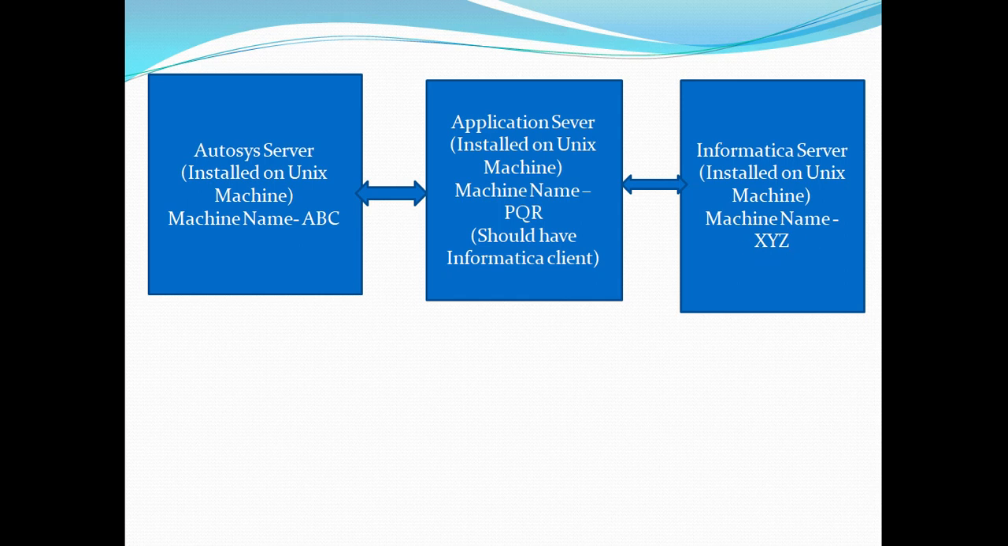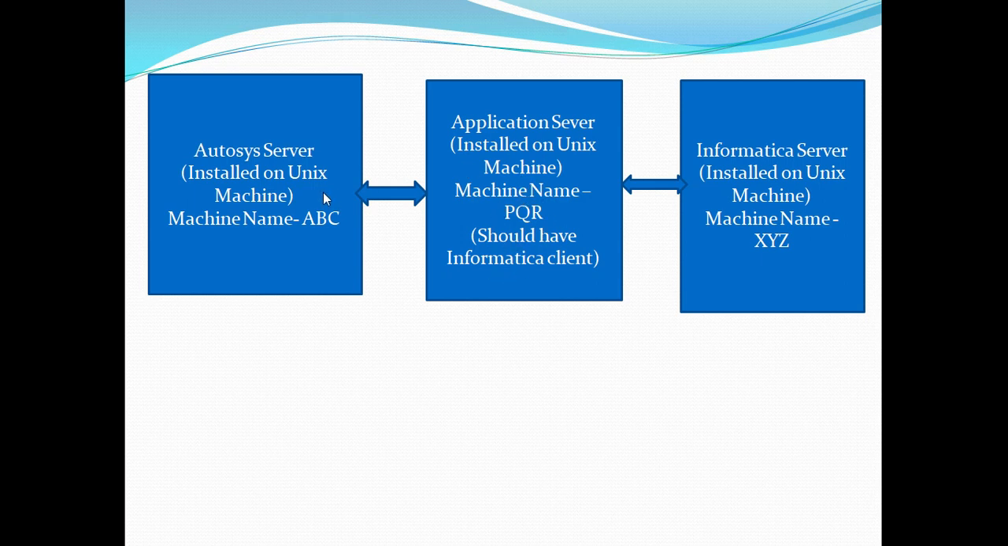So I have around 10 to 15 teams that are coding in Informatica on different applications. All those details will be stored in this particular Informatica server. So this particular server is shared between different teams, while this particular machine PQR is only for my particular application. And this particular Autosys server laptop ABC, this is again shared by multiple teams. So the only thing that's specific to me is this machine PQR.